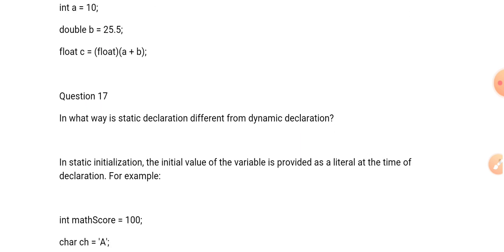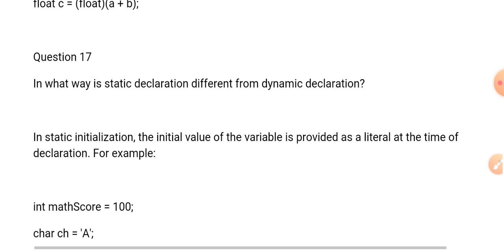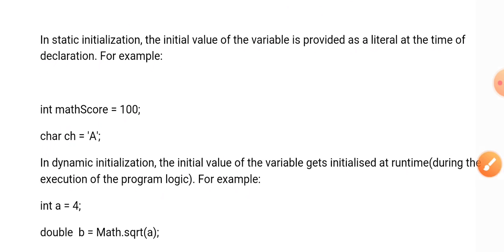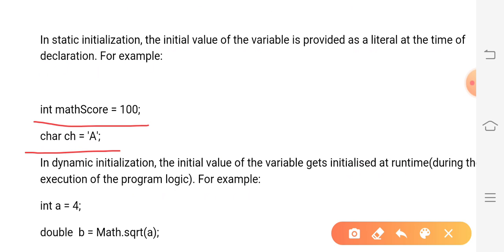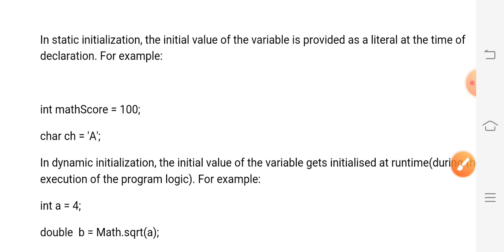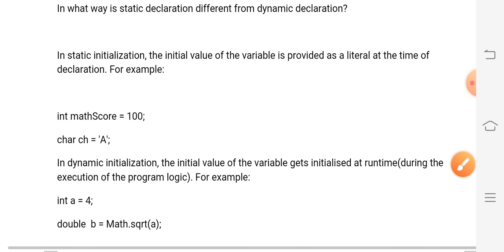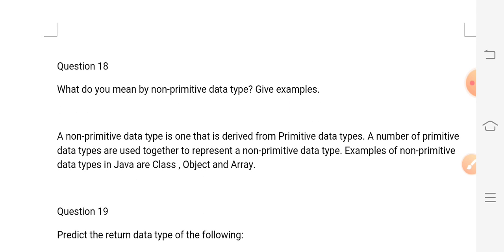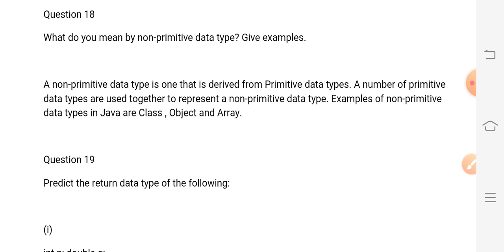Okay. 17th. In what way is static declaration different from dynamic declaration? Answer. Now I have taken here two examples, first example and second example, and if you directly initialize the value at the time of declaration, it is known as static initialization. Any example you can take here, and dynamic initialization is during runtime. Write the answer for this. Question number 18, write it first. What do you mean by non-primitive data type? Give examples.